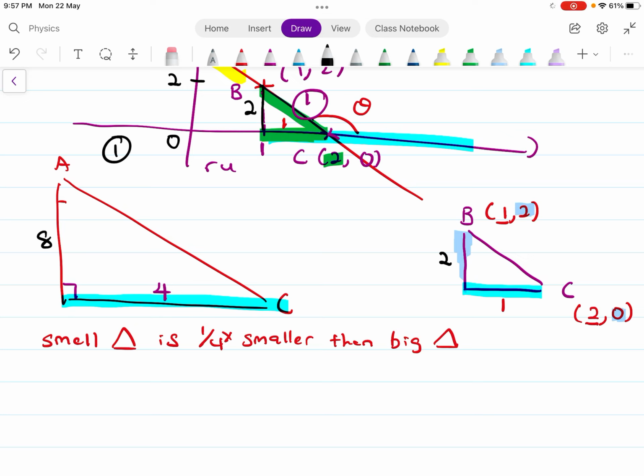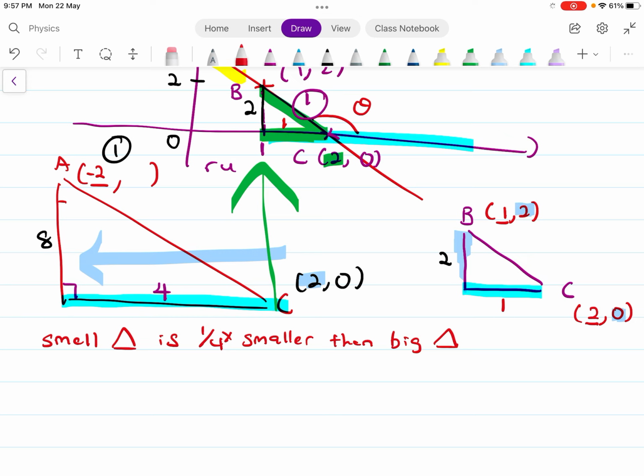Now it's time to do a bit of calculation. Based on 2, 0, what is my coordinate A? Let's find the x coordinate first. The x coordinate of A is 2, and you go back by 4 units. So 2 minus 4, you will get -2. Next, 0, you go up by 8 units. So 0 plus 8 is just 8. So the coordinate of A is -2, 8. So that is how you solve.